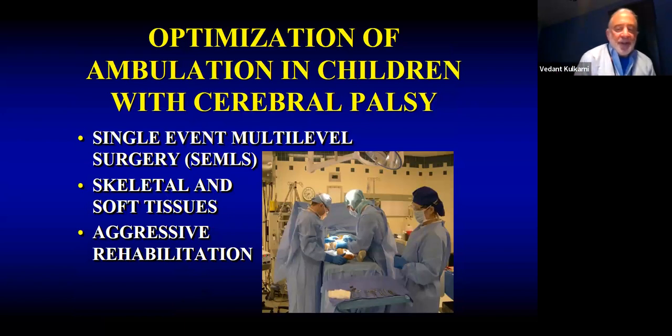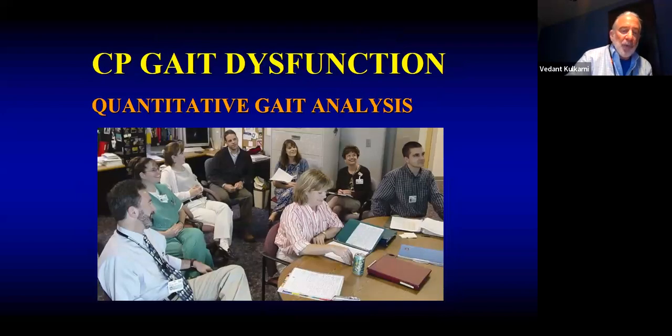The modern approach to dealing with these problems is called single event multi-level surgery, or just multi-level surgery. It involves doing simultaneous skeletal and soft tissue surgeries, and to get the best result requires aggressive rehabilitation. This may seem like, oh yeah, this is how we do it because that's what you guys see. Over my 32 years of doing this, we didn't start out this way. So it's a fairly recent development, and we have a lot more to learn about it. We get together weekly to go over the gait data and come up with a specific plan of care for that child based on their data set, a form of biomechanically based precision medicine.